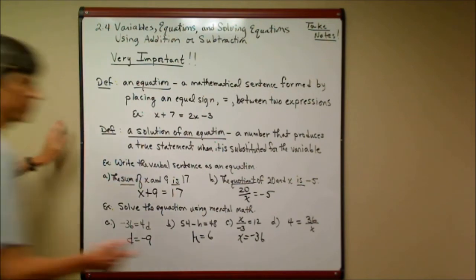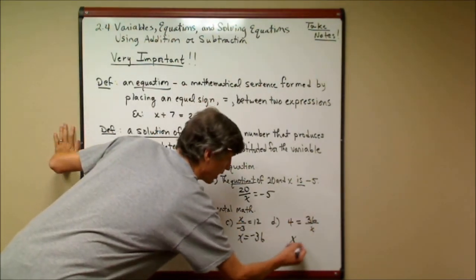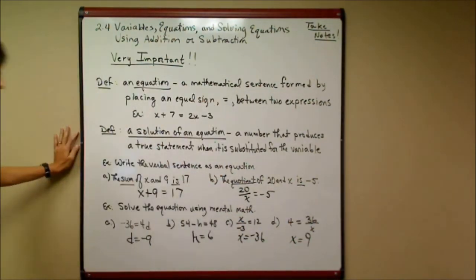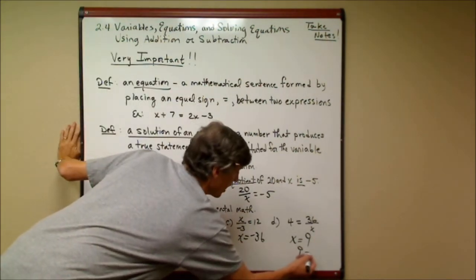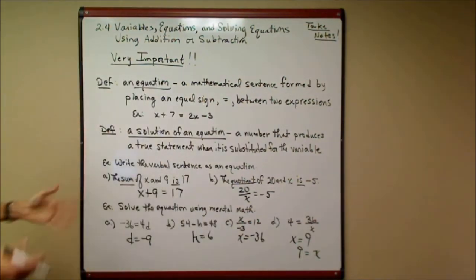Well, 36 divided by 9 is 4, so we'll write x equals 9. Now, if you say, well, the variable was on the right side of the equation, should we have written 9 equals x? Well, they represent the same thing.